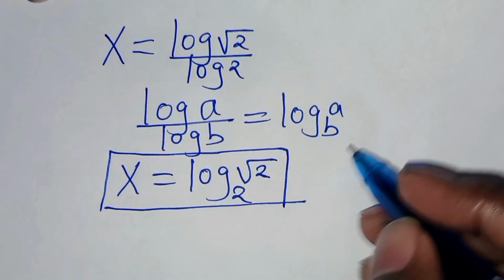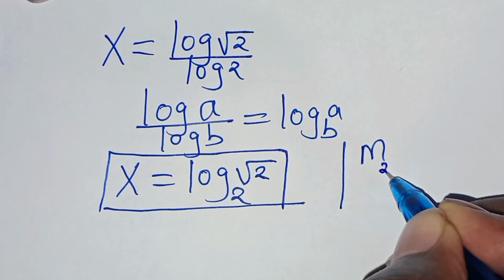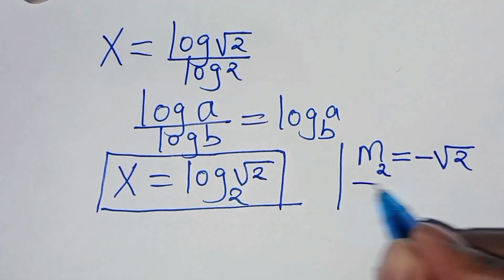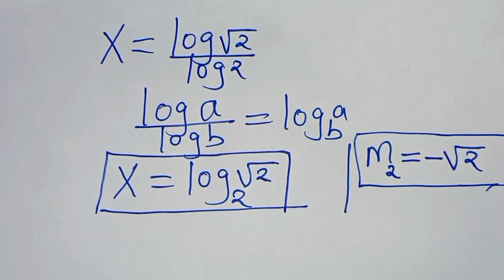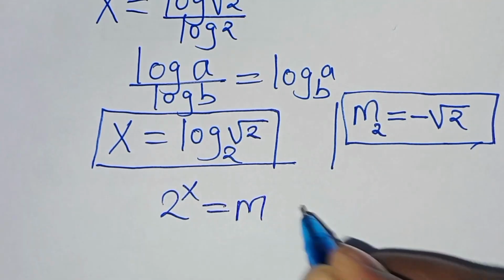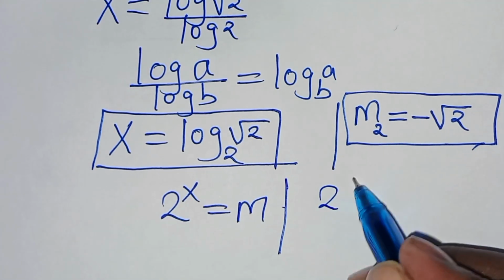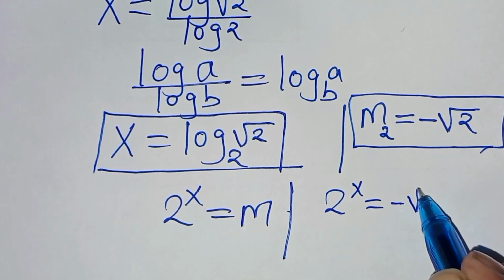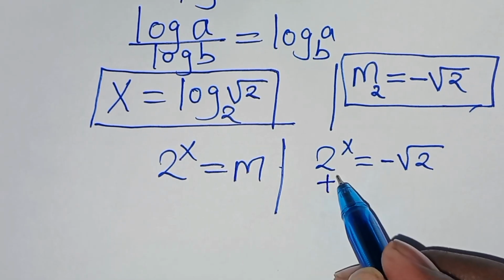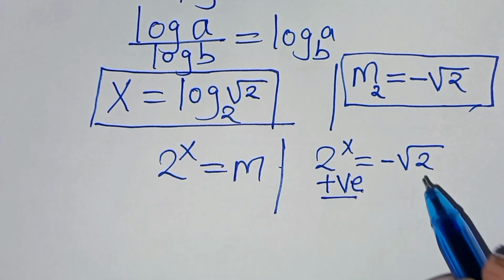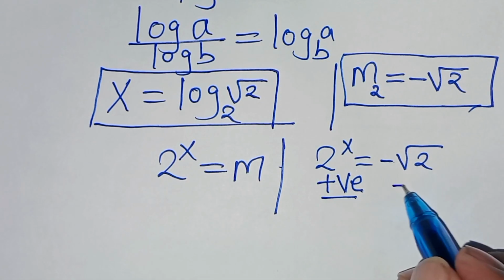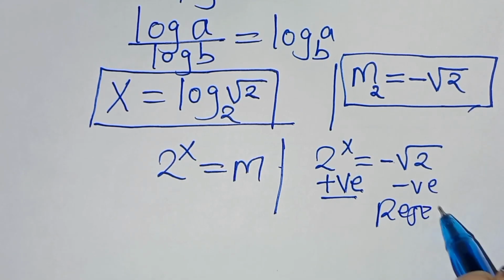Now we have that the second value of m, that is m2, is equal to minus square root of 2. And again, we have that 2 to power x is equal to m. So let's check here, 2 to power x is equal to minus square root of 2. Now from here, 2 to power x will give us a positive value. But here, we have that 2 to power x cannot give us a negative square root of 2. So this part is rejected.